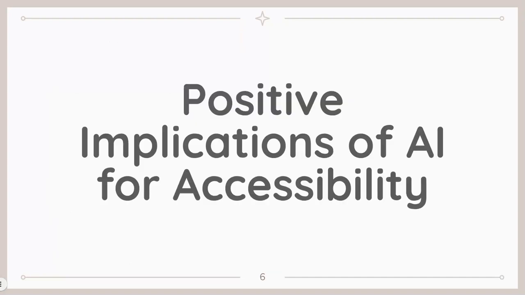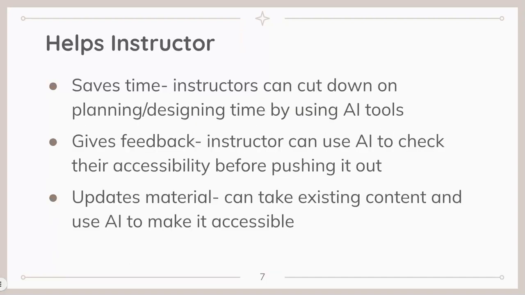So, positive implications of AI for accessibility. First off, AI can really help an instructor. First, it can save time. Instructors can cut down on planning and designing time by using AI tools to make sure they are accessible for students. Another is that AI tools can give feedback to instructors to make sure that their content is accessible before they push it out to students.